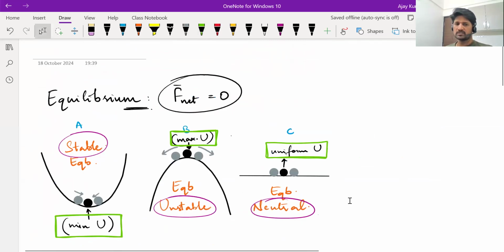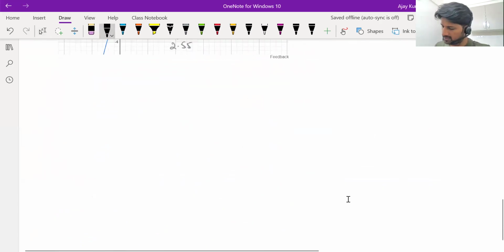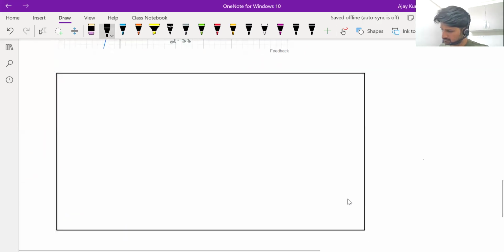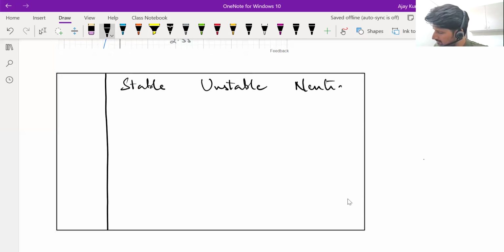For stable equilibrium, potential energy has to be minimum. For unstable, potential energy has to be maximum. For neutral equilibrium, potential energy has to be uniform. So we can draw a table like this. Stable equilibrium, unstable equilibrium, neutral equilibrium.